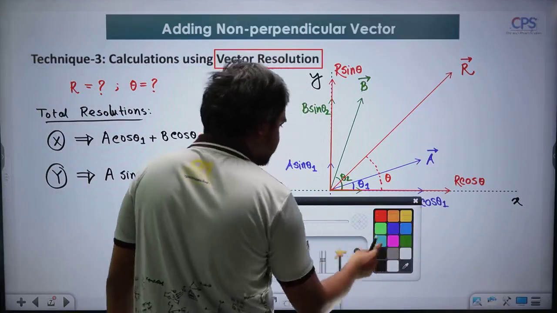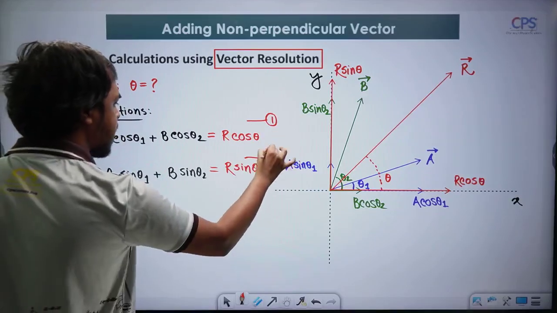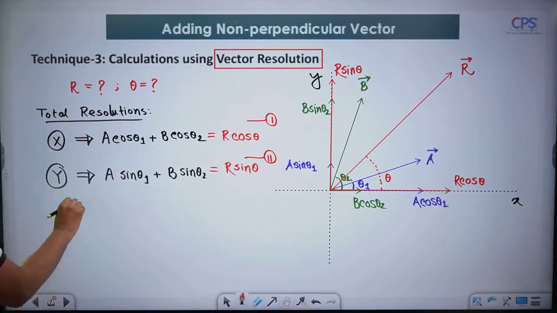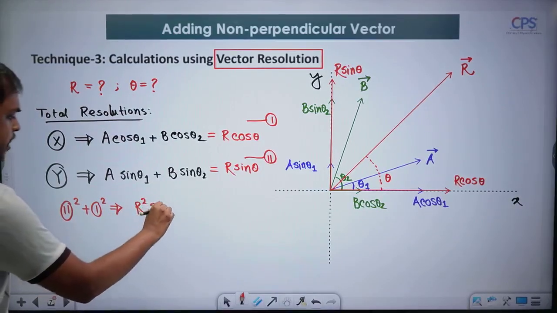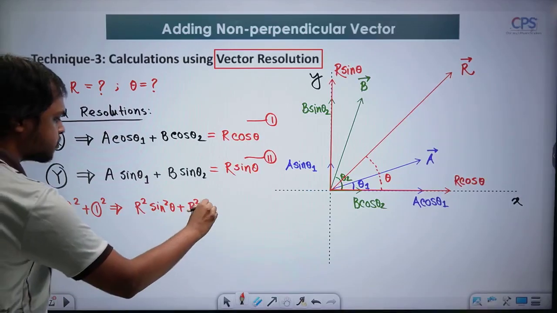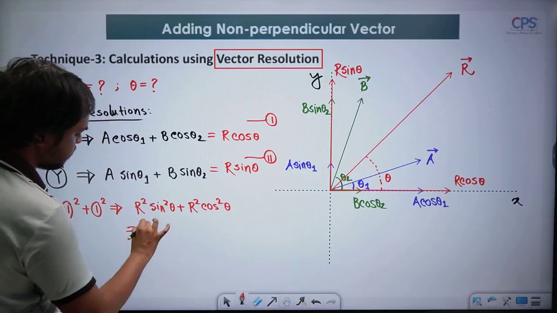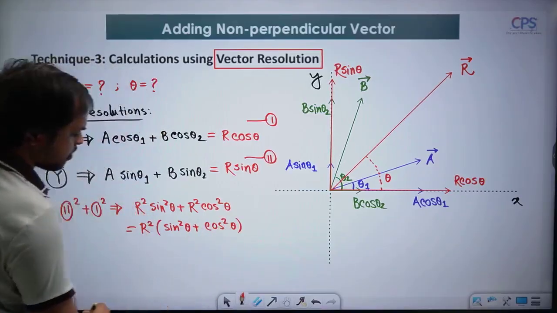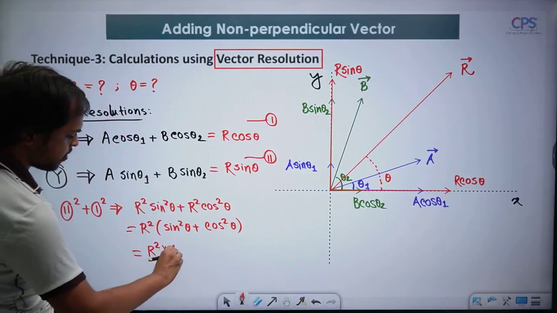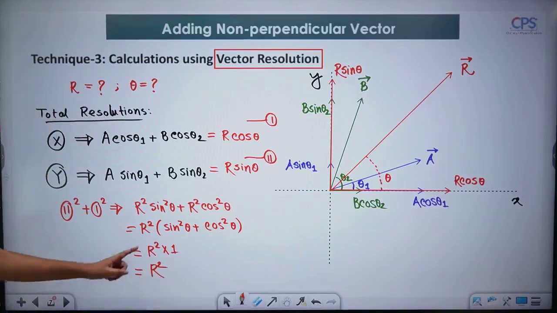So how do you get the R? See, if you take the squares of both equations, equation 2 squared plus equation 1 squared, you will get R square sin square theta plus R square cos square theta. And if you take R square as common between these two, you will get R square into 1, because sin square theta plus cos square theta is 1. So you will get the R from here, okay?